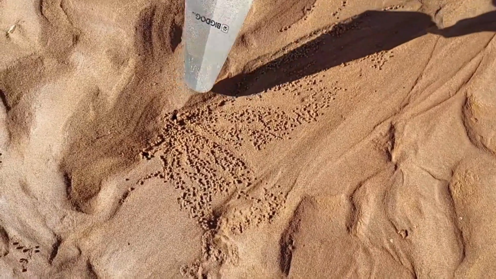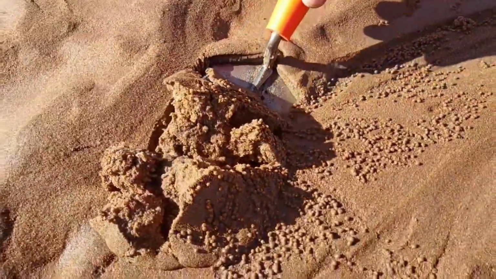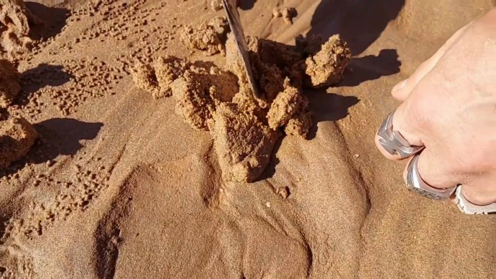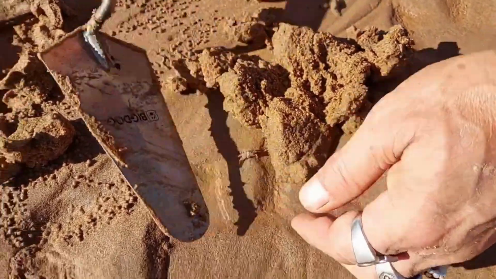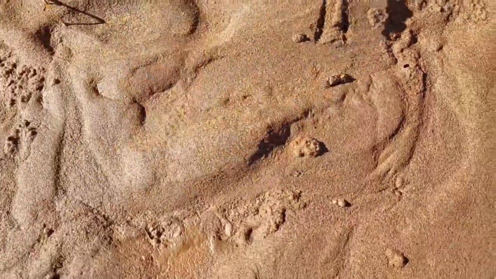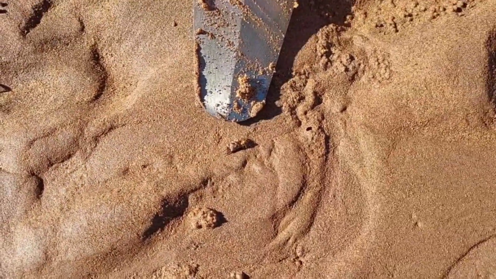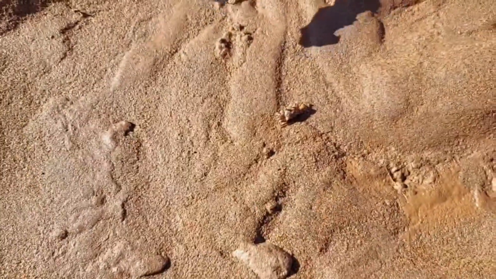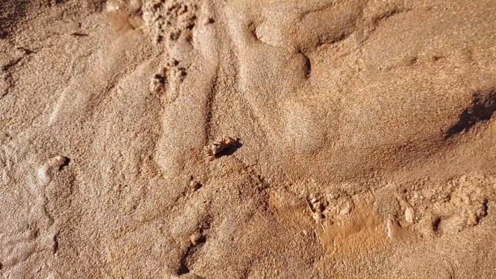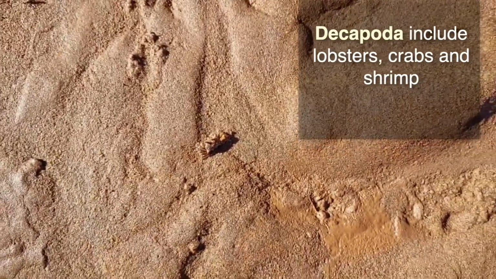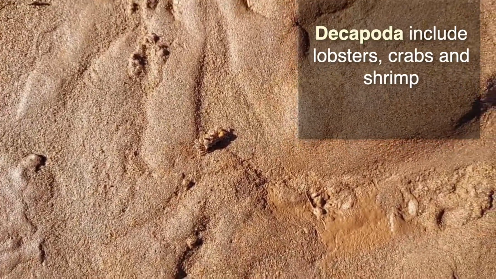So let's dig down and see if we can find the maker of the burrow. Let's open it up. And there he is. There's the fiddler crab. Very distinct, walking sideways. Two small chelae or claws, and then 4 pairs of walking legs. These are part of the decapoda. It's very diagnostic of intertidal marine settings.